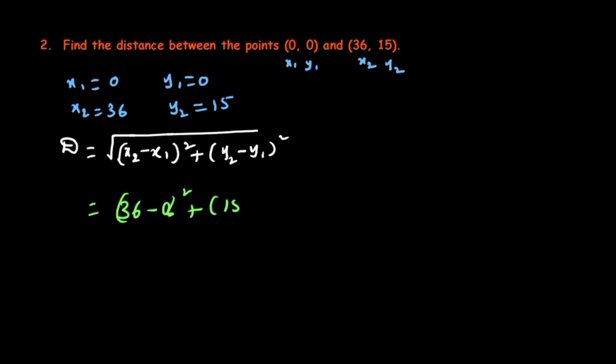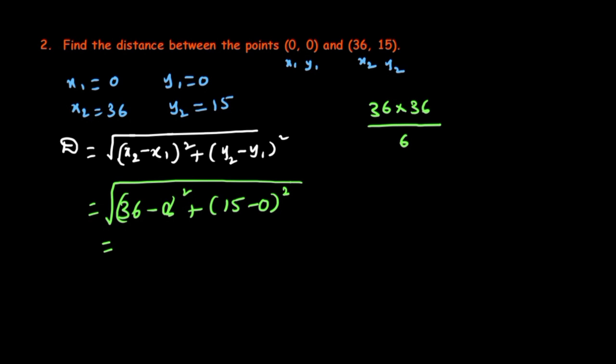Now 36 square means we write 36 into 36. So 36 into 36: 6 6s are 36, and 6 3s are 18 plus 3 is 21. Similarly 2 3s are 6, sorry, 2 3 6 are 18, and 3 3s are 9 plus 1 is 10. Then you get 1296, plus this is 15 square. 15 minus 0 is 15. 15 square is 225. So if you add 225 to this, of course this is under the root.